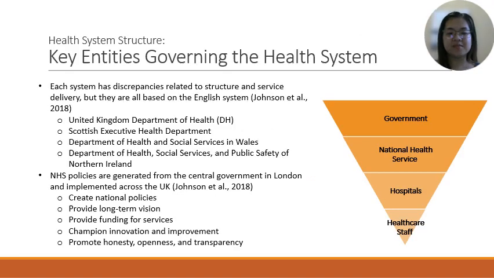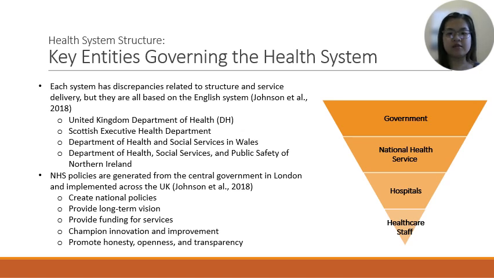Thank you, Jennifer. In terms of key entities governing the health system, the National Health Service, also known as the NHS, is a public health service under government administration that aims to provide universal health coverage. Each country within the UK has their own departments of health that differ in terms of organizational structure and delivery of services. However, they are all based on the English system.